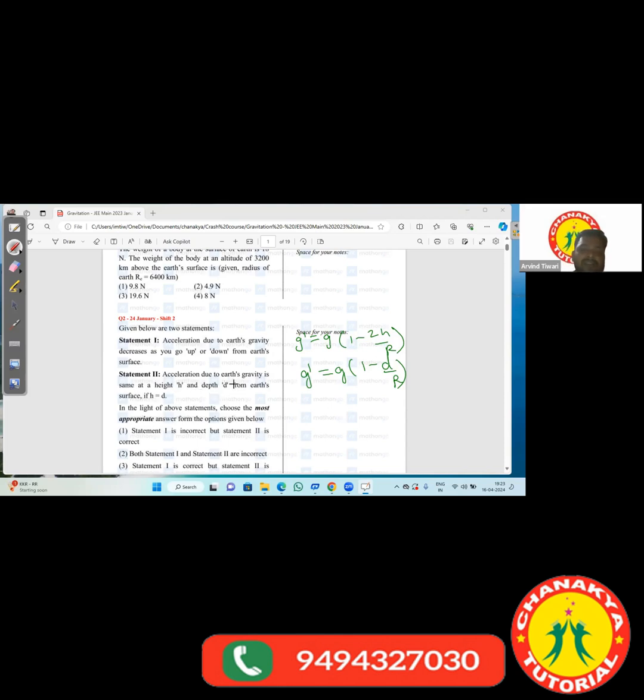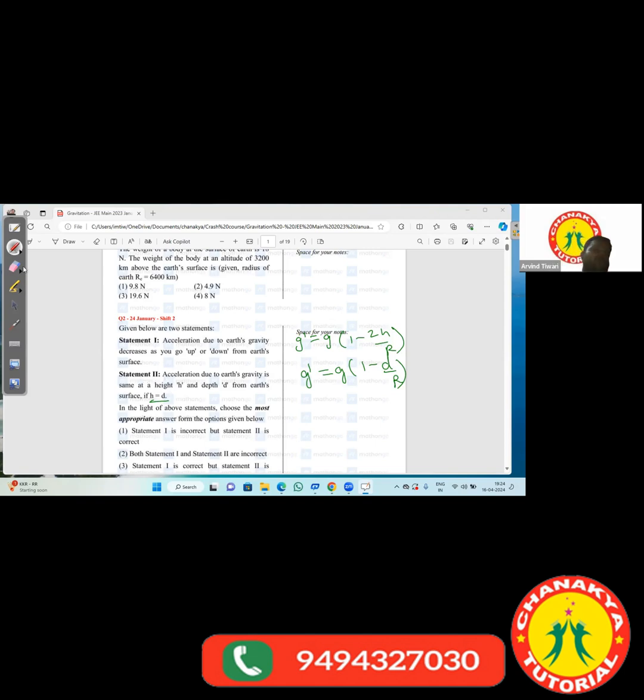Okay, what about the second one? Acceleration due to Earth's gravity is same at a height h and depth d from Earth's surface. So it says that g dash will be same at a certain height h and at a certain depth d if h is equal to d. So if you put h is equal to d, are you getting both the expressions equal? No, sir. No, both the expressions are not getting equal. So that means my statement 2 is false and statement 1 is correct.